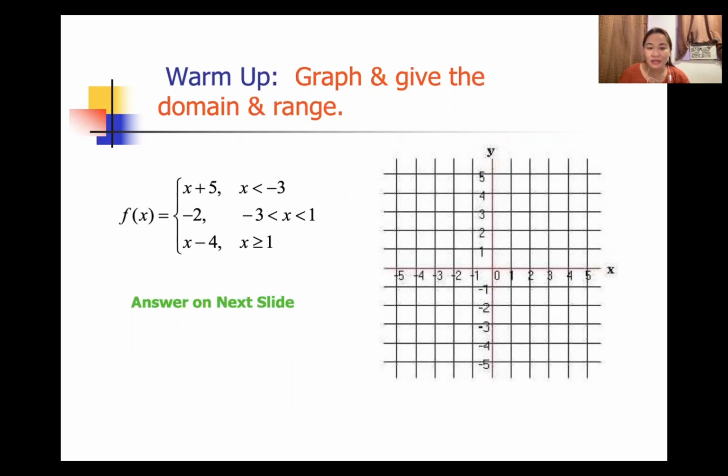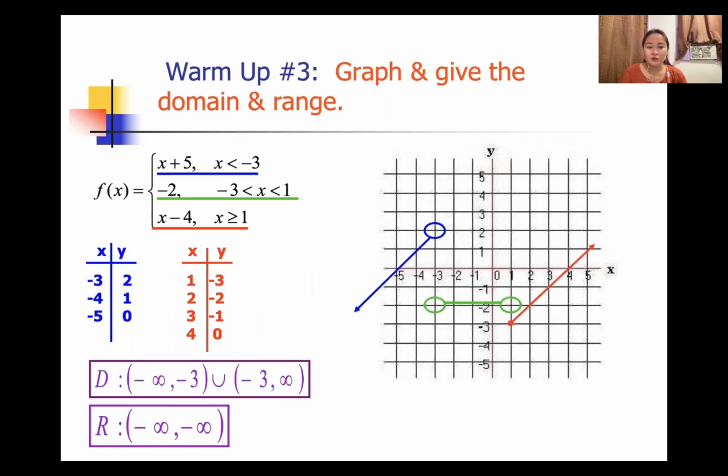Again, how to read this inequality? x is greater than -3 but less than 1. This is an inequality form. And if x is greater or equal to 1, you are going to use the function x minus 4.